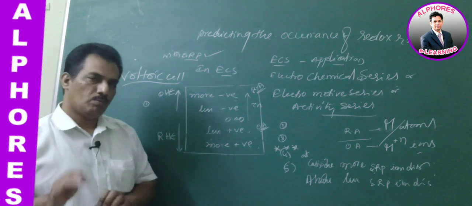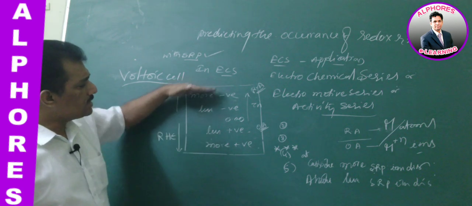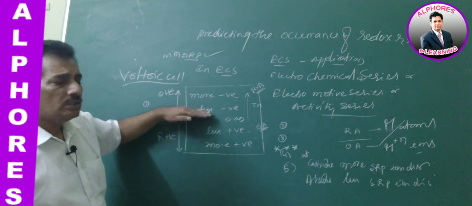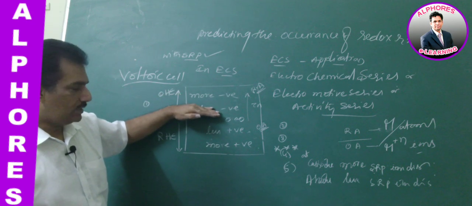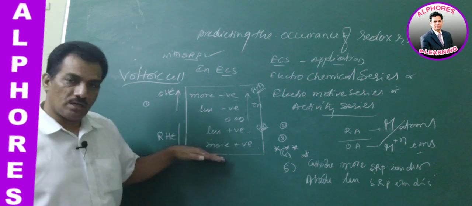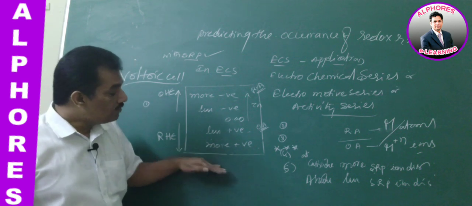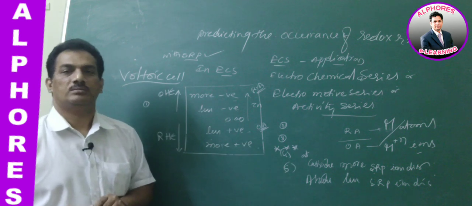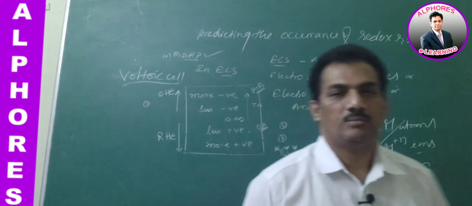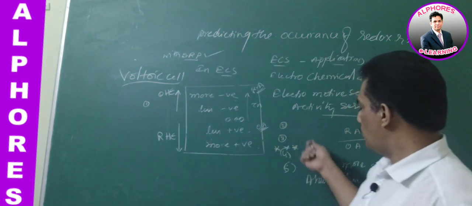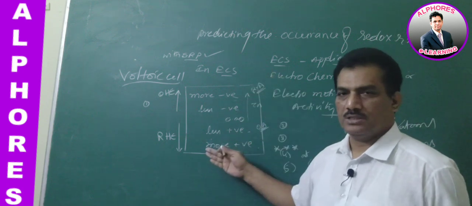Now one more logic here is, in the case of metals, we simply say that the above metal can replace the below metal. But in the case of non-metals, just you remember, the below one can replace the above one. In the case of non-metals, the below one can replace the above one. That is one more conclusion we can draw from this ECS.